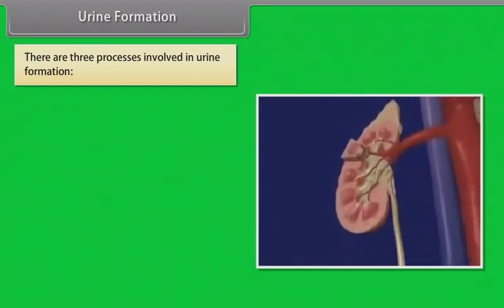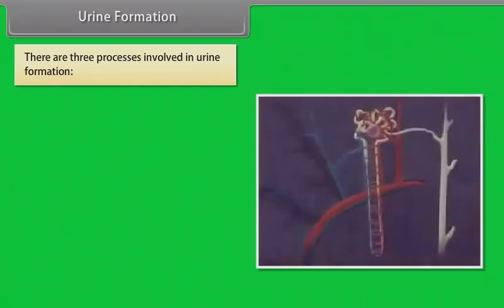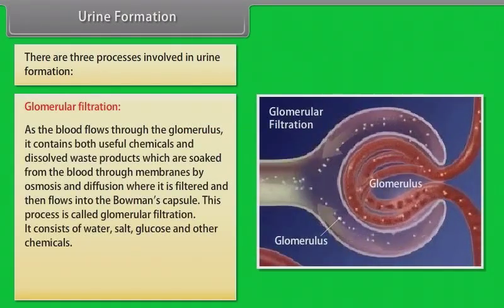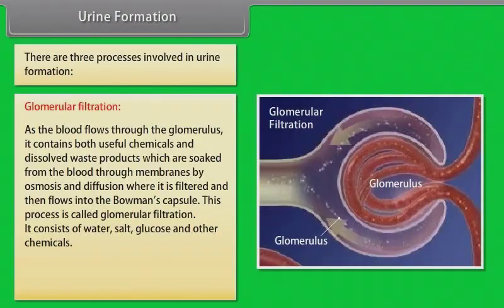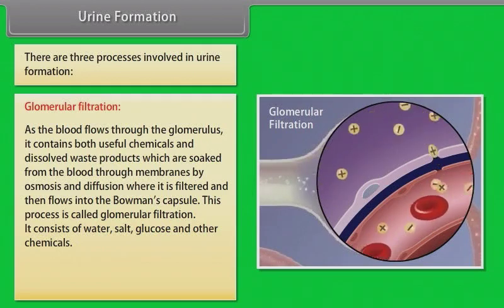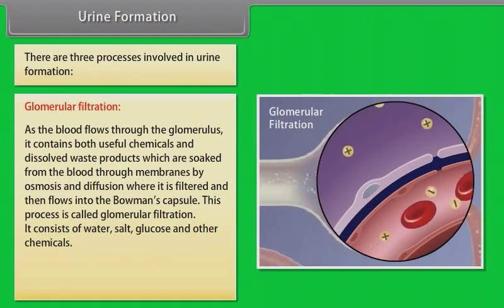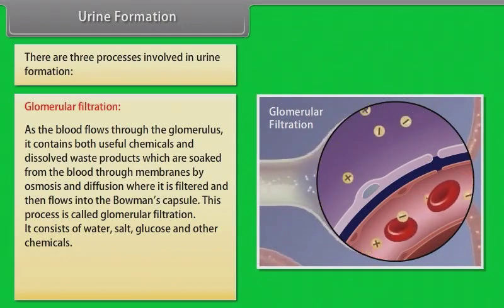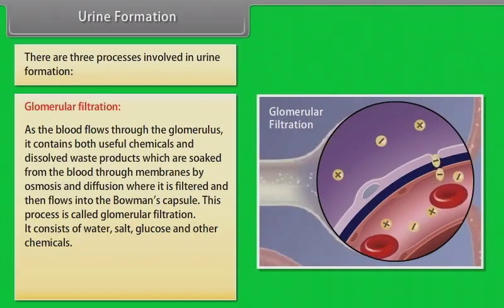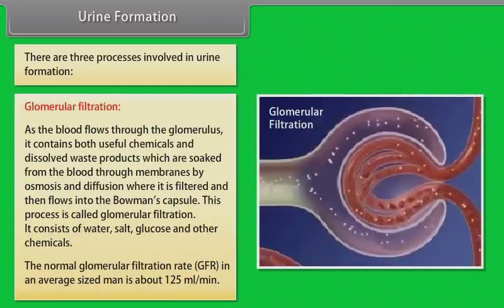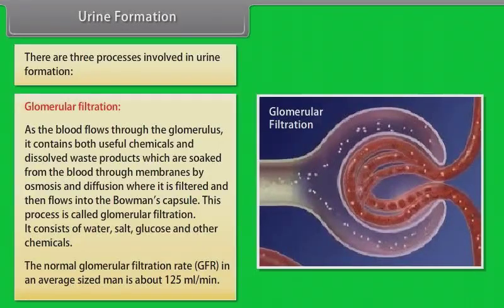Urine formation. There are three processes involved in urine formation. First is glomerular filtration. As the blood flows through the glomerulus, it contains both useful chemicals and dissolved waste products, which are soaked from the blood through membranes by osmosis and diffusion, where it is filtered and then flows into the Bowman's capsule. This process is called glomerular filtration. It consists of water, salt, glucose, and other chemicals. The normal glomerular filtration rate, GFR, in an average-sized man is about 125 milliliter per minute.